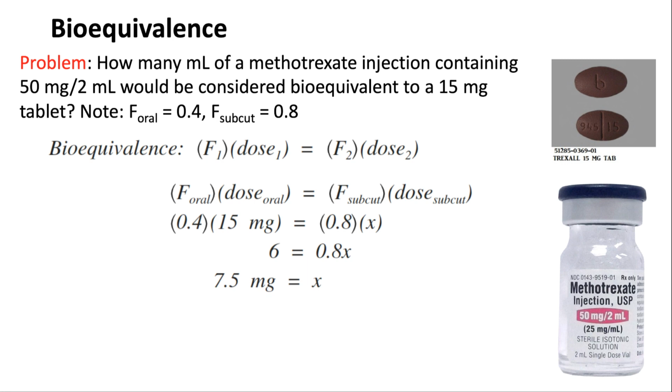So now to answer this question, what we need to do is calculate the milliliters, or the volume of the injectable that we have to provide the 7.5 milligrams. So to do that, we'll take our target dose of 7.5 milligrams and multiply it times the concentration, expressed as for every 2 milliliters, it contains 50 milligrams. So milligrams cancel, and when I multiply 7.5 times 2 divided by 50, my numeric answer would be 0.3, and the value would be milliliters. So I know that 0.3 milliliters of a 50 milligrams per 2 ml concentration injectable of methotrexate, if injected subcutaneously, would provide the same bioequivalent dose as if we had swallowed or taken orally a 15 milligram tablet.